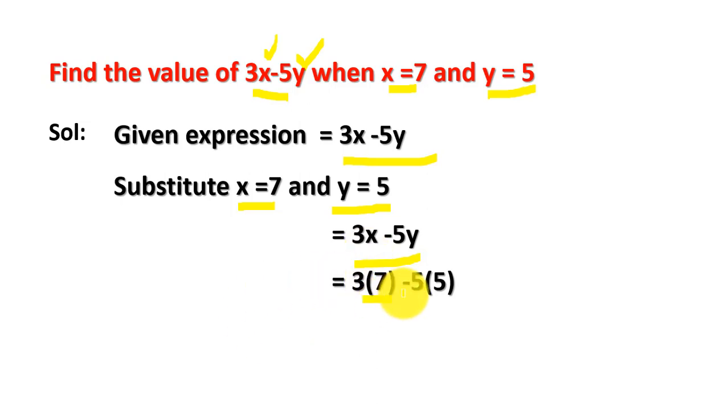3 into 7 minus 5 into y is 5. After simplification, that is 3 into 7 equal to 21 and 5 into 5 equal to 25. Same, two numbers are having opposite sign, then you should subtract it. That is 25 minus 21 is 4. 21 and 25, 25 is the big number, so you should take the 25 sign. That is minus 4 is the answer. This is another.